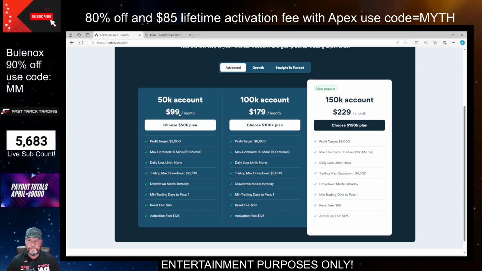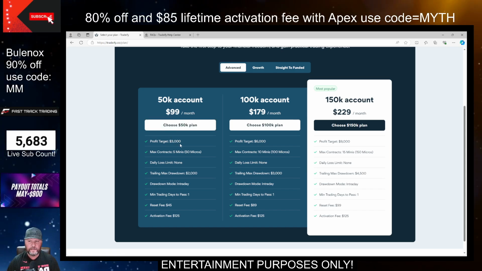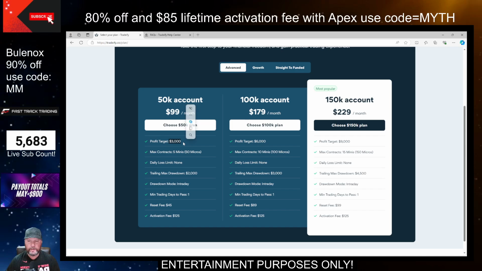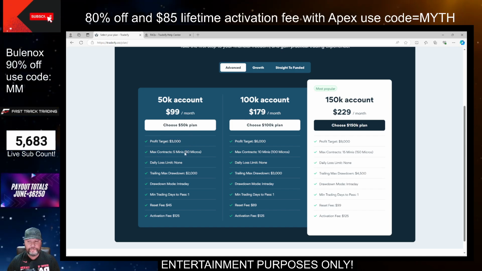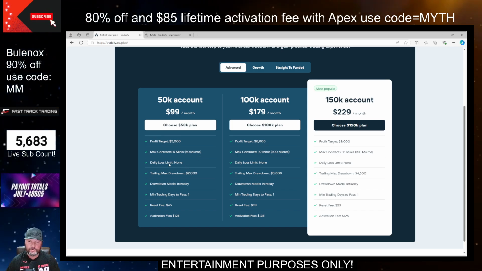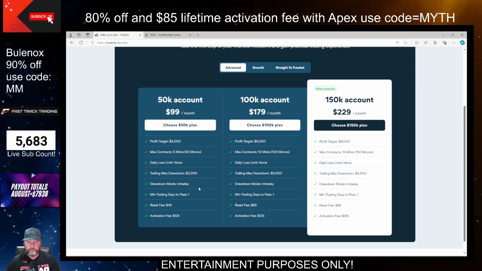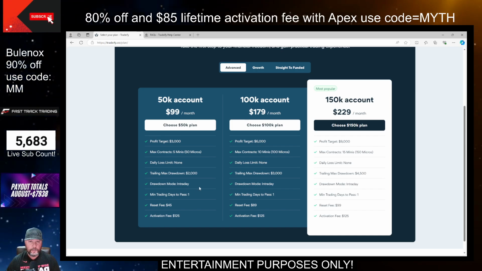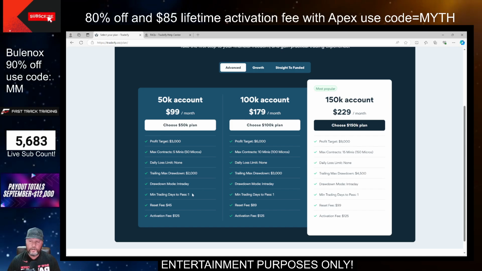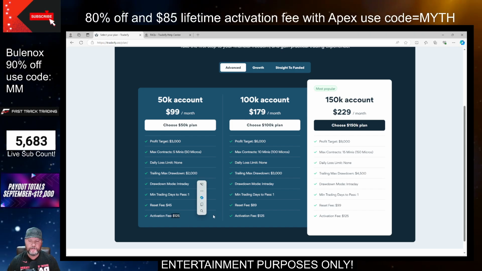But with the advanced plan, you're going to start off on a basic 50K plan here. You do have to pass an evaluation. Profit target is $3,000. You can trade 5 minis or 50 micros. No daily loss limit on this one. The trailing max drawdown is $2,000, and it is intraday trailing. Minimum days to pass is just one. Reset fee $45, and this one does come with an activation fee of $125.